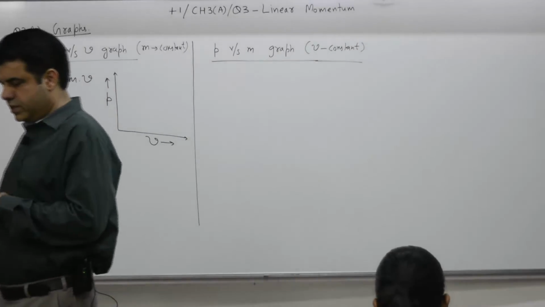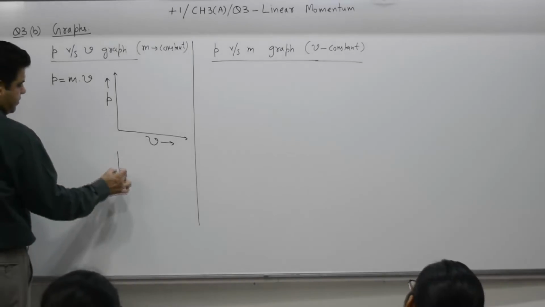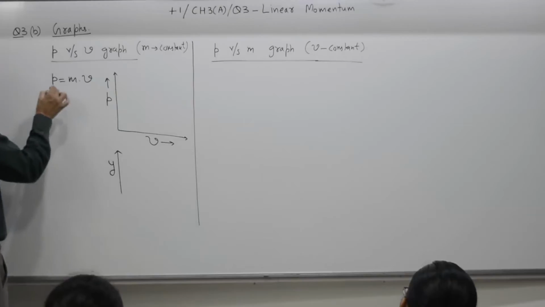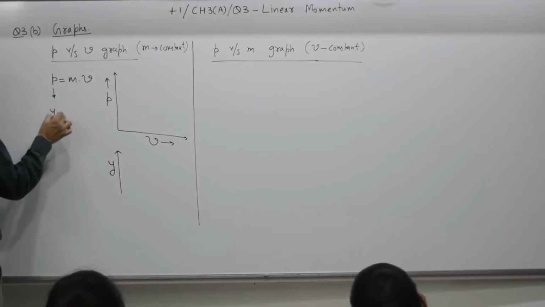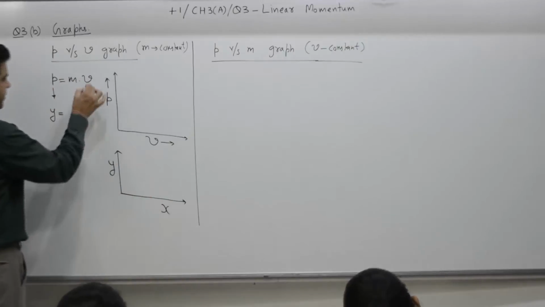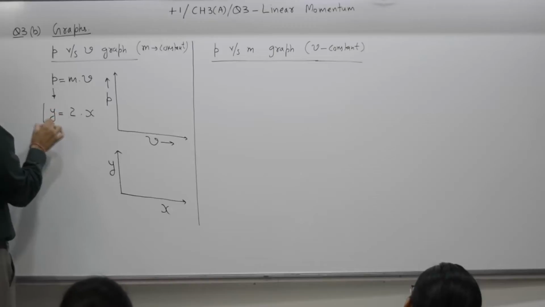Comes out to be what? Straight line. How many of you have drawn a straight line graph? Procedure is: P is along the y-axis, write this as y. V is along the x-axis, write V as x. M is constant, your choice, any value, say 2.